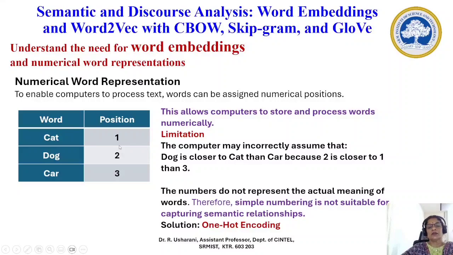But the limitation to consider here is that the computer may incorrectly assume that dog is closer to cat than car, because the number 2 is closer to 1 than 3. The numbers do not represent the actual meaning of words. Therefore, simple numbering is not suitable for capturing semantic relationships. Here, what's the solution? The solution is one-hot encoding.